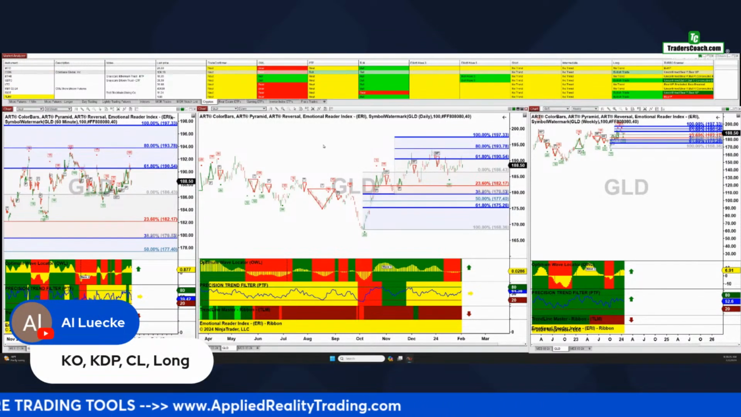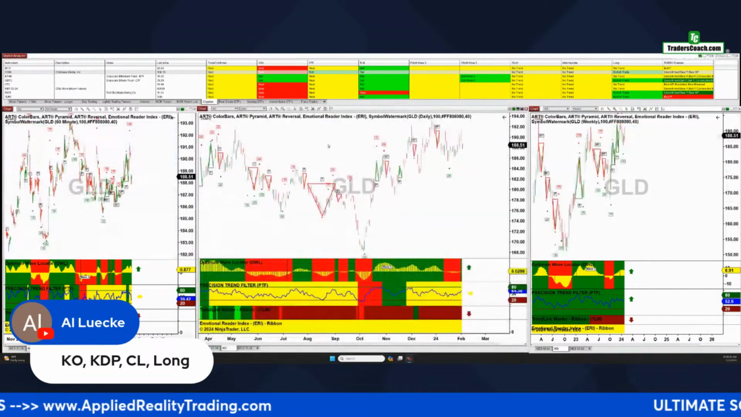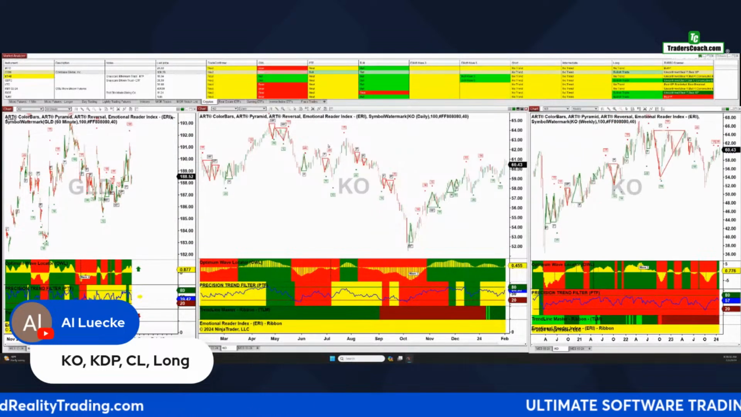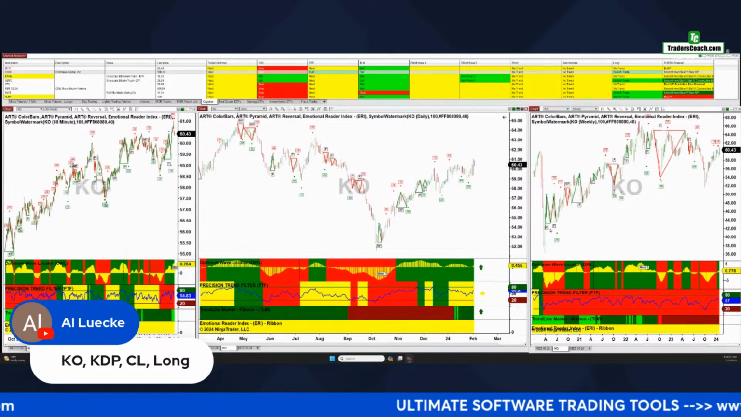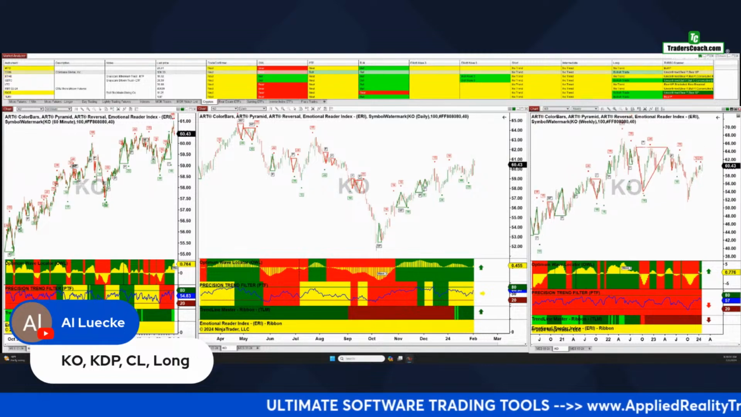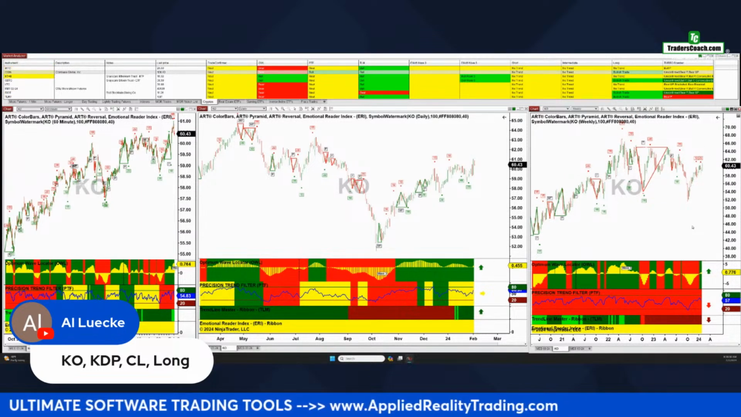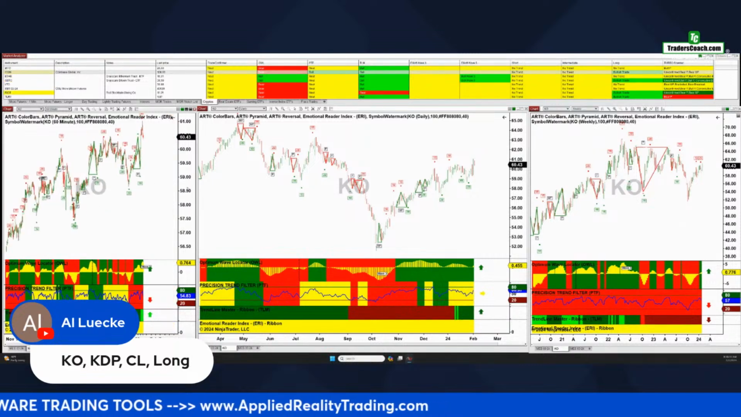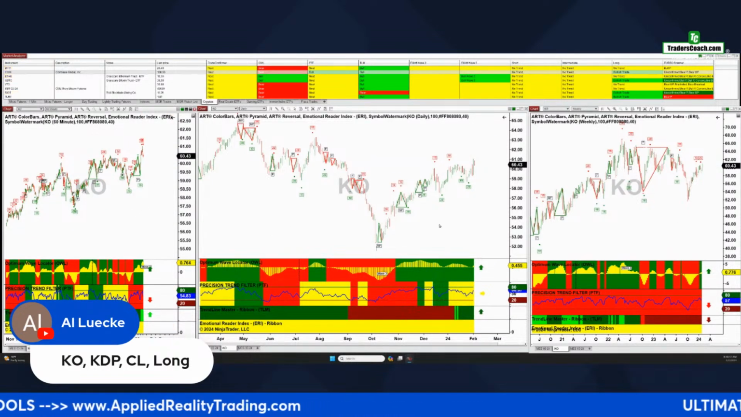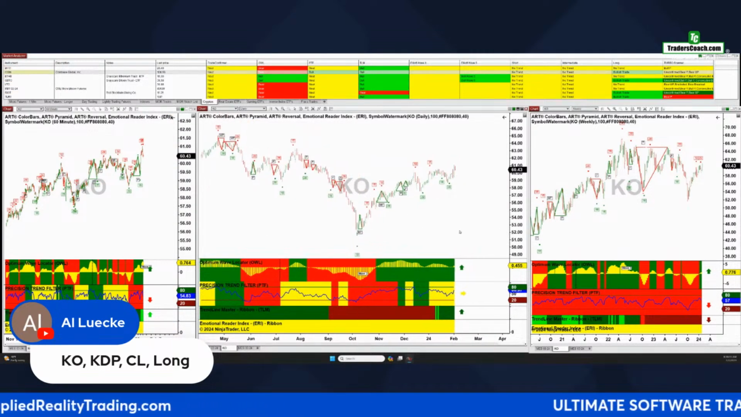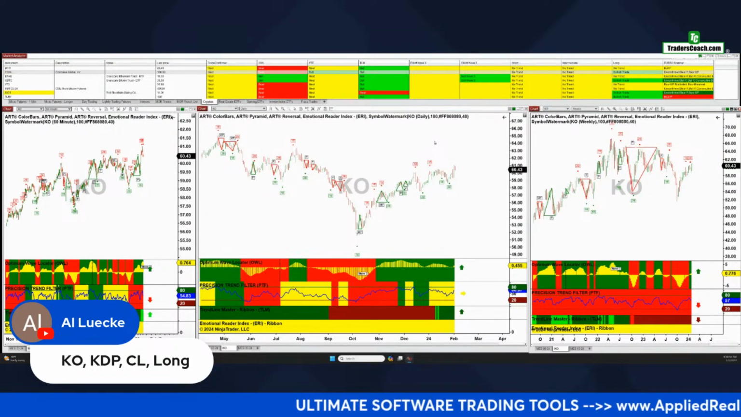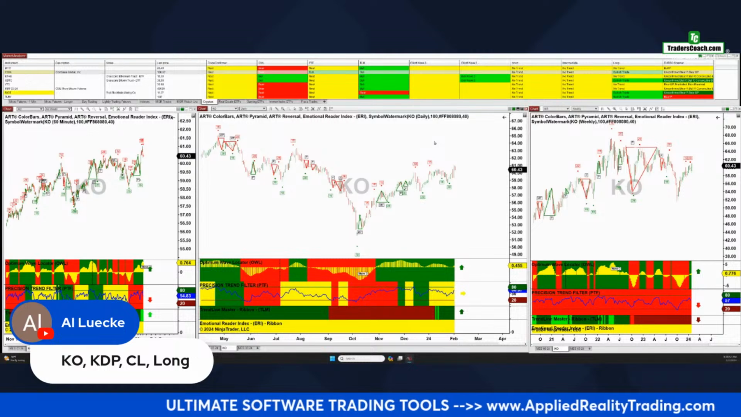All right, let's see, KO. All right, so what's going on with Coke here? Okay, so we've got a red PTF on the weekly chart. We got a red one on the 60-minute chart. And if you were long, you would have been stopped out already. So I don't see any reason to be long on this, okay?